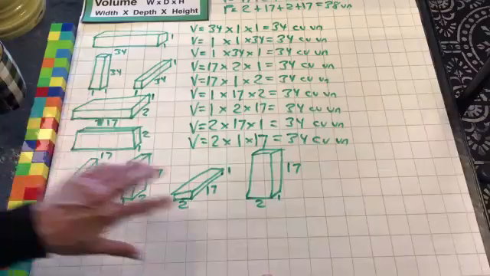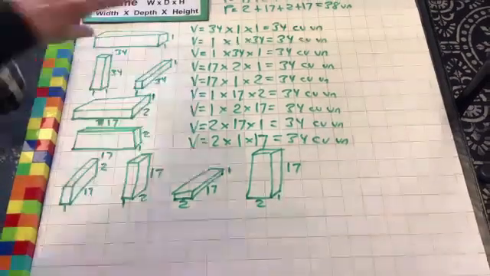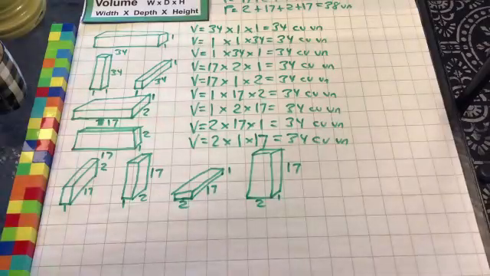We have 2, 4, 6 ways to do the 2 by 17. And we have 3 ways to do the 1 by 34. So there we have it today, the number 34.